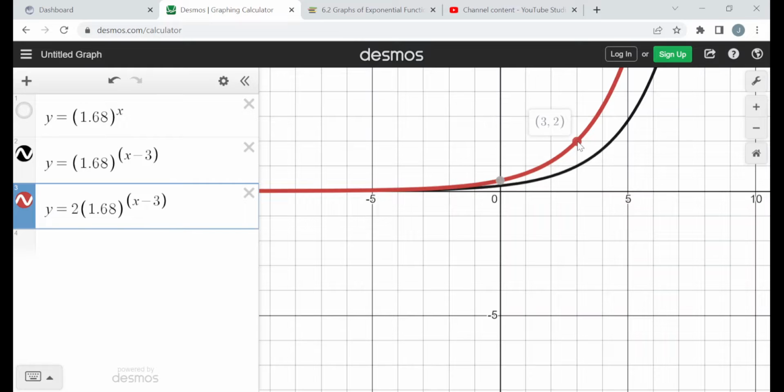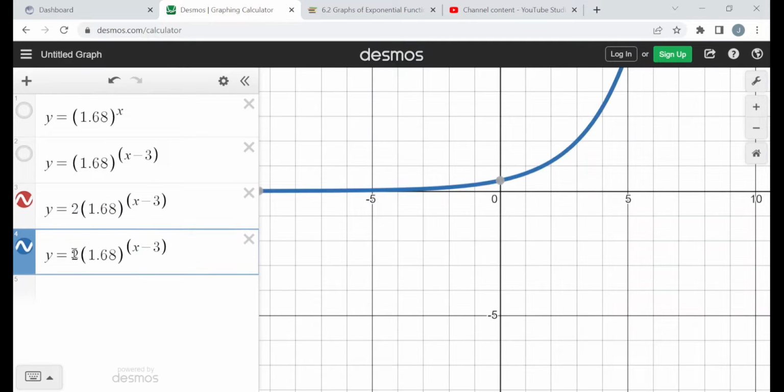Every point on the red graph is now twice as far from the x-axis as the points on the black graph. And then a reflection across the x-axis. So I'm just taking this and putting a minus sign in front of it. That reflects it across the x-axis. Notice how the range has changed now. Instead of all positive numbers, now the range is all negative numbers.